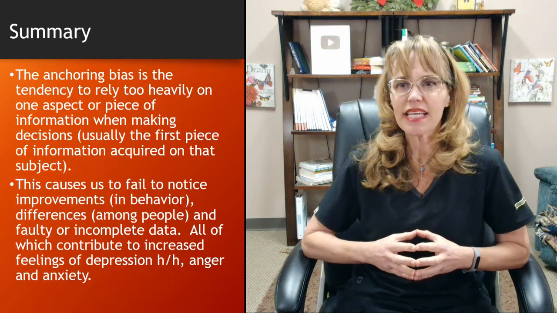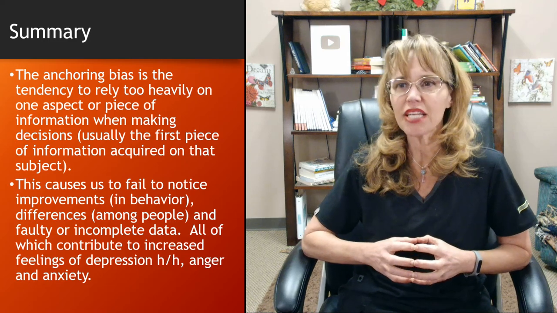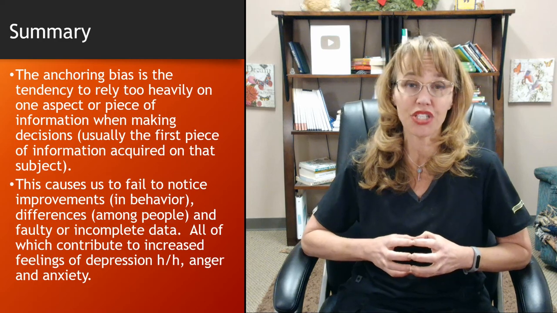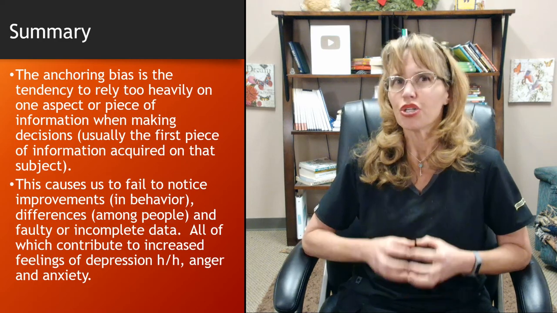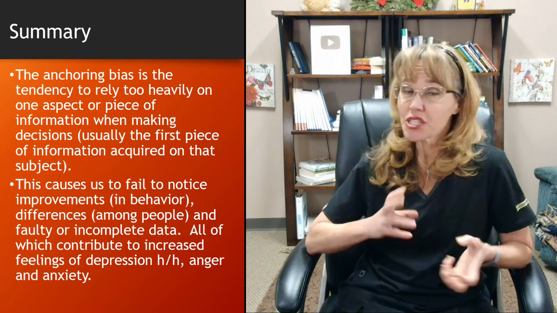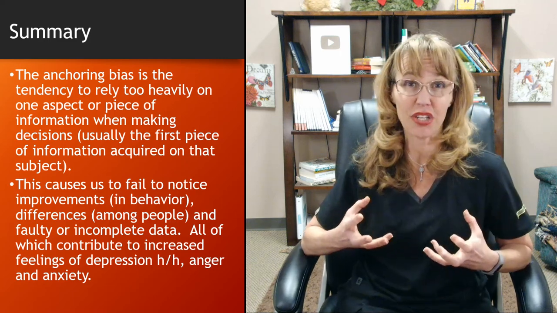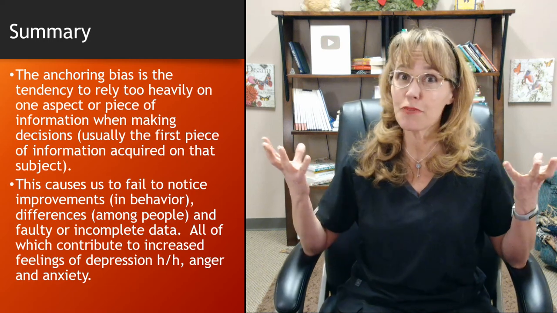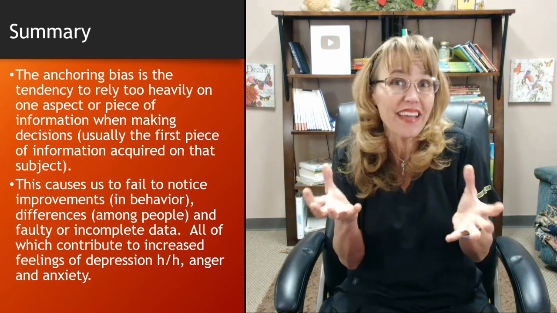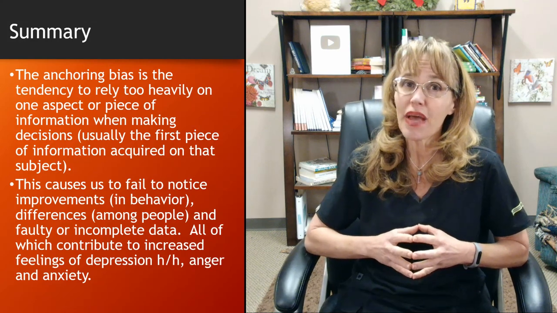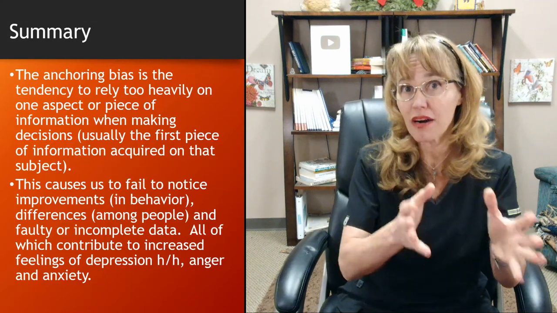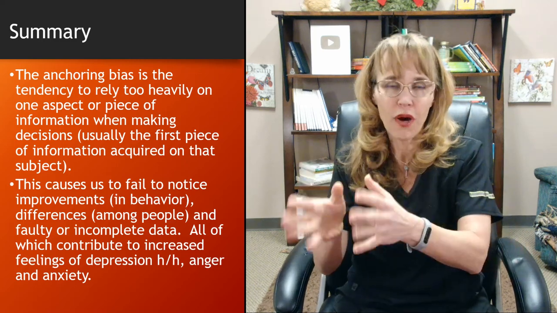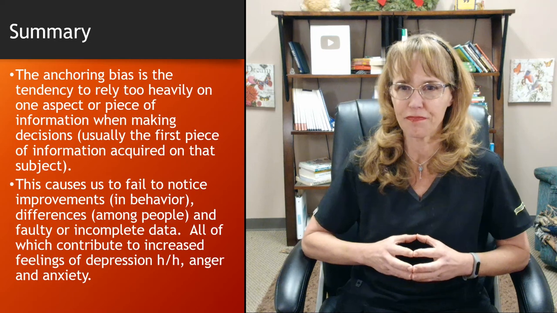The anchoring bias is the tendency to rely too heavily on one aspect of a situation or piece of information when making decisions. Usually this aspect is the first thing we noticed, or this piece of information is the first piece of information we got, and we just take it to be the whole thing, when in reality it may only be a part of what's actually happening, or only one way to solve a particular problem.